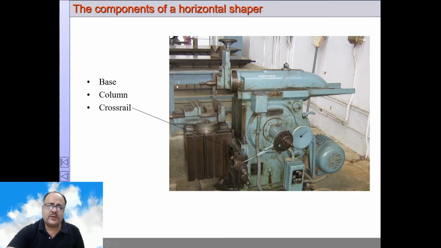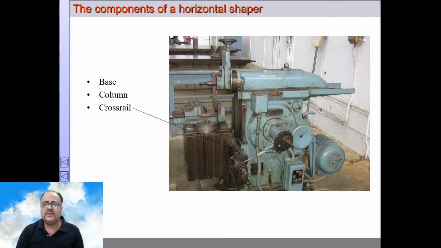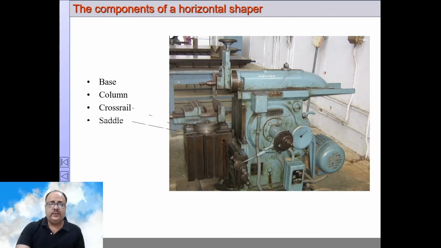So during the forward stroke, the tool cuts, and during the return stroke, the table moves relative to the cutting tool, so that a new surface is in position with respect to the cutting tool. So the feed is given to the work in the case of a shaper machine. This is the saddle. The saddle is mounted on the cross rail, and on the saddle the table is mounted.